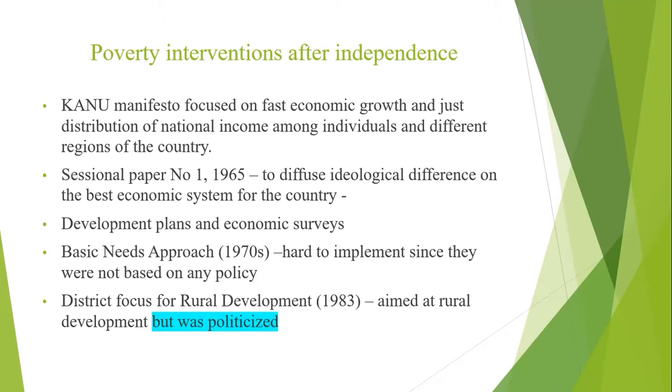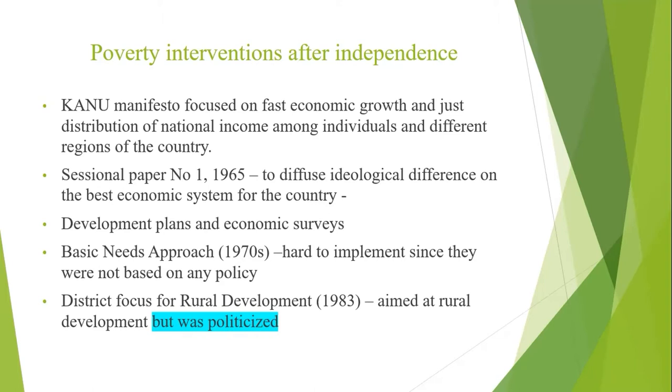Subsequent interventions, if we started with the KANU Manifesto, which was there immediately after independence, aimed to enhance economic growth and ensure that there is just distribution of national income among individuals and different regions of the country. But it ended up the elites took over this process, and they, as we have said, when it comes to leadership, continue to serve their own interests rather than the interests of the people they would be representing.